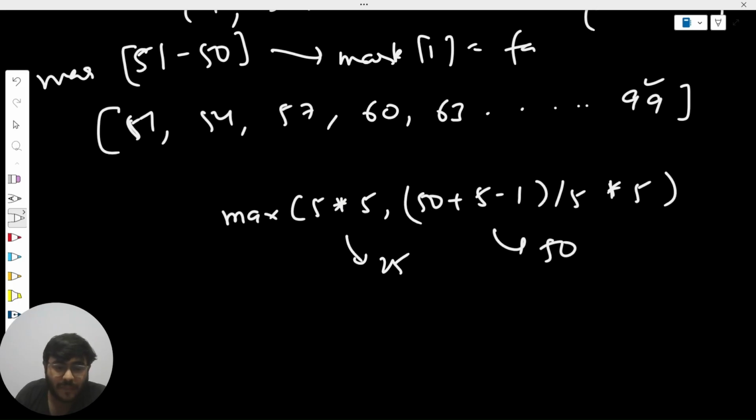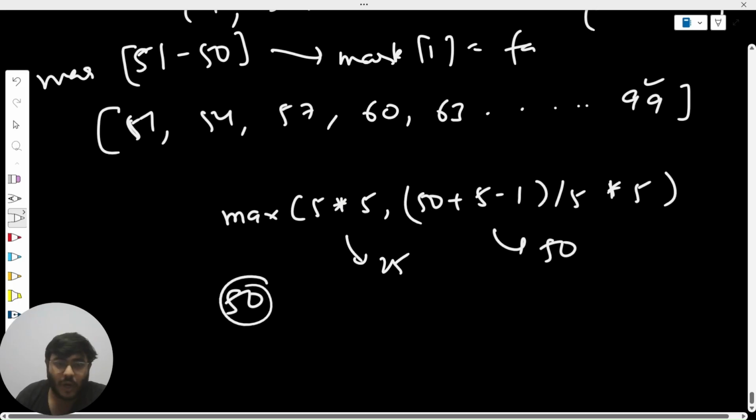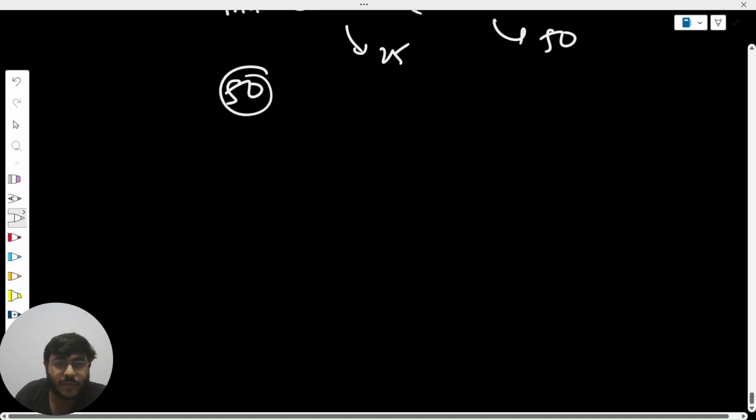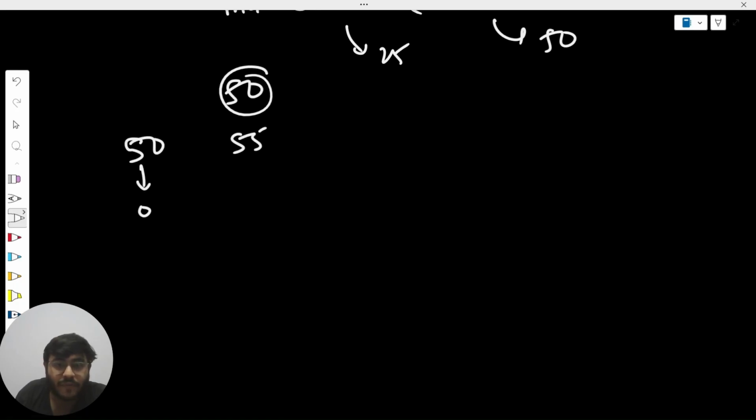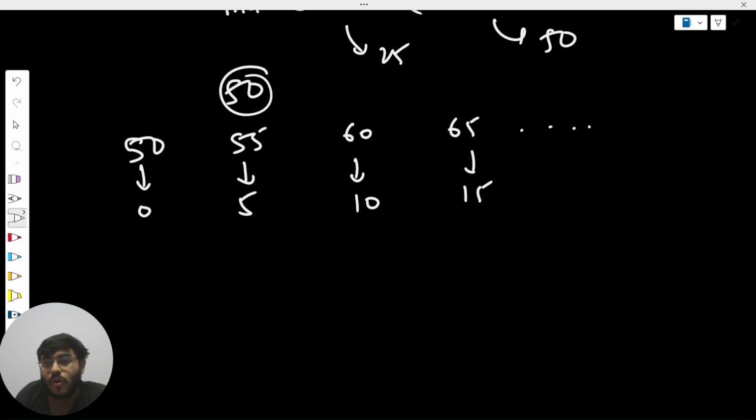So again we'll start from 50. So we basically know that this has been already marked. So 50 basically means 0th index. Then we go to 55. 55 is the 5th index. Then we go to 60. 60 has already been marked. This is the 10th index. Then we go to 65. This is the 15th index, and so on up till 100.